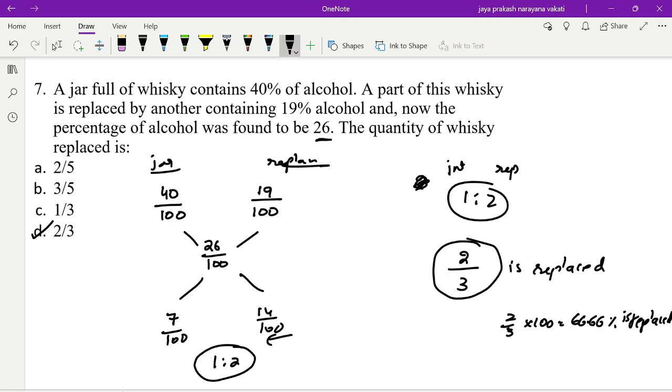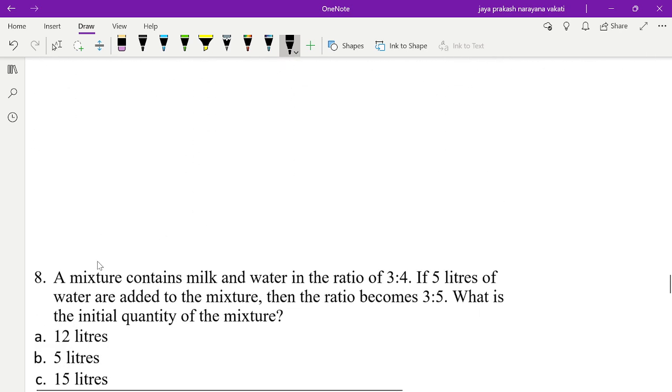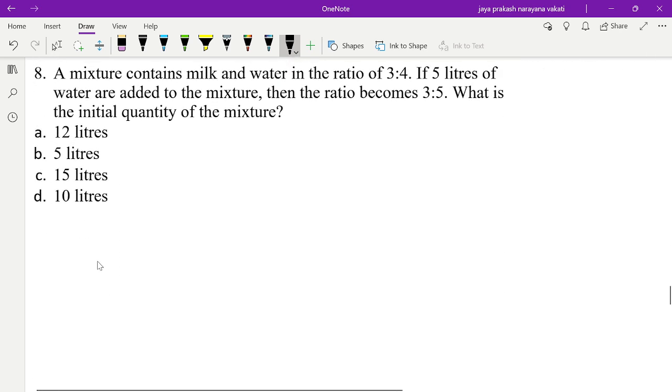Let's move on to our next problem. So this is also a problem from mixtures and alligations, guys. A mixture contains milk and water in the ratio of 3 is to 4. If 5 liters of water are added to the mixture, then the ratio becomes 3 is to 5. What is the initial quantity of the mixture?